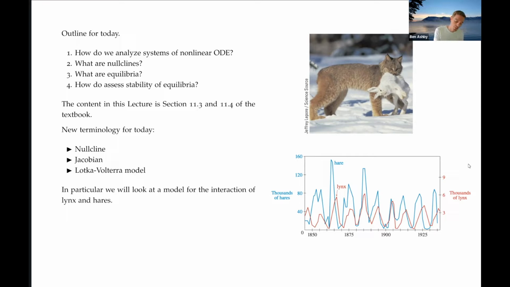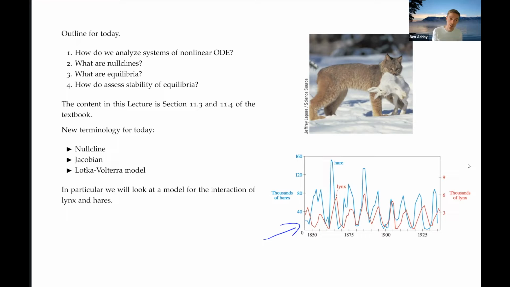One really famous example of a nonlinear system is an interaction between lynx, the predator, and hares, which are its prey. If we look at data going back into the 19th century, we see these cyclical dynamics where the number of hares increases and that allows the lynx population to expand. But then that causes the number of hares to decrease because they're predated on by the lynx. And then when there's not enough food to go around, the lynx population decreases, and then this cycle can repeat. So we want to look at models that can capture these sorts of dynamics.